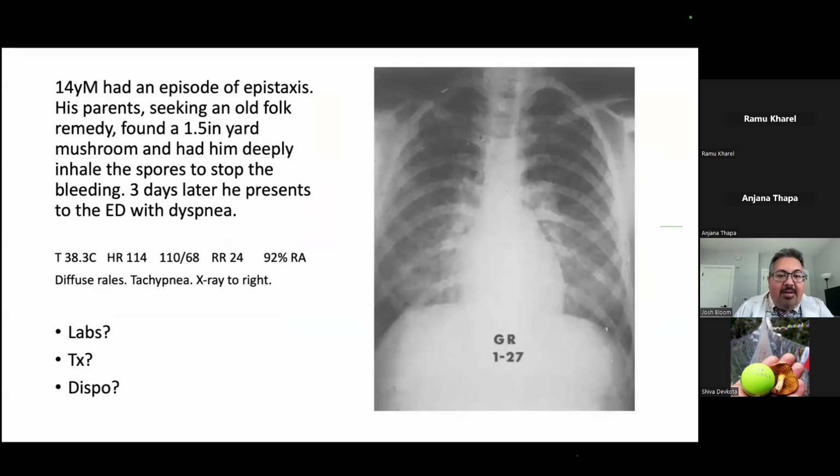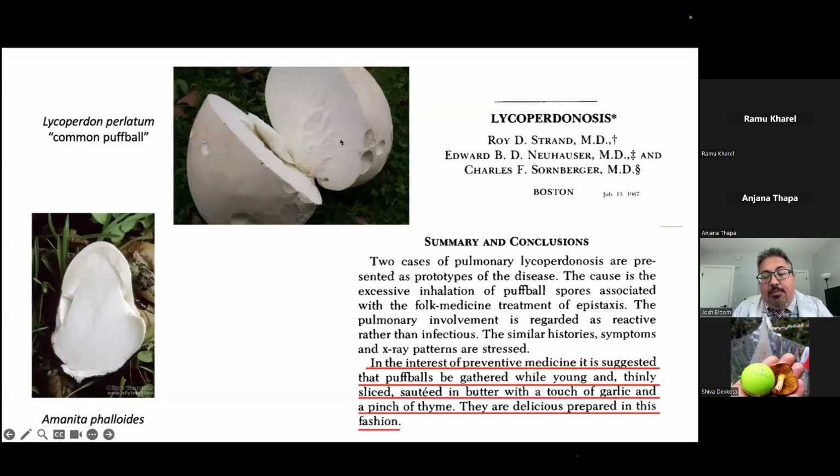And finally, I want to just present an odd case that has been reported in a few case reports. This is a 14-year-old who inhaled spores from a mushroom as a treatment for epistaxis, and this is an old folk remedy. This patient later presented with dyspnea, and you can see that their X-ray has pulmonary infiltrates. So this is called lycoperdonosis, and it's caused by the puffball mushroom.